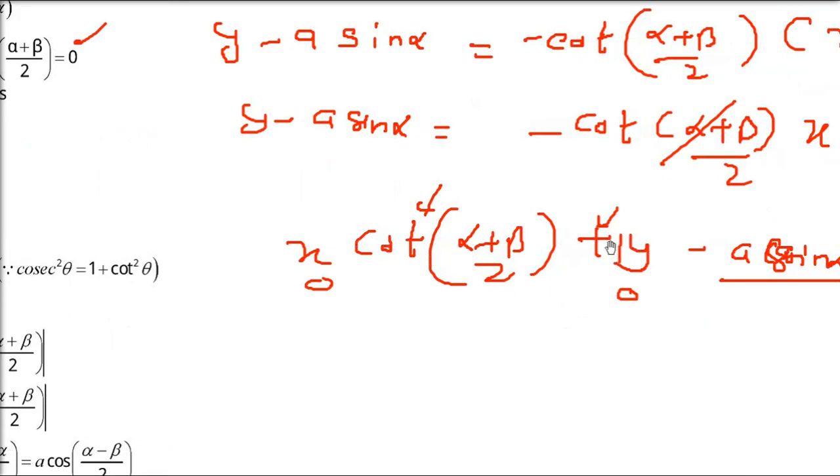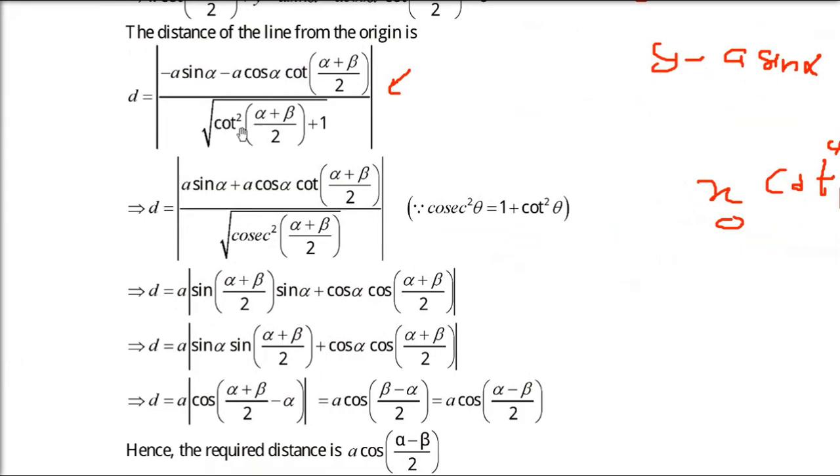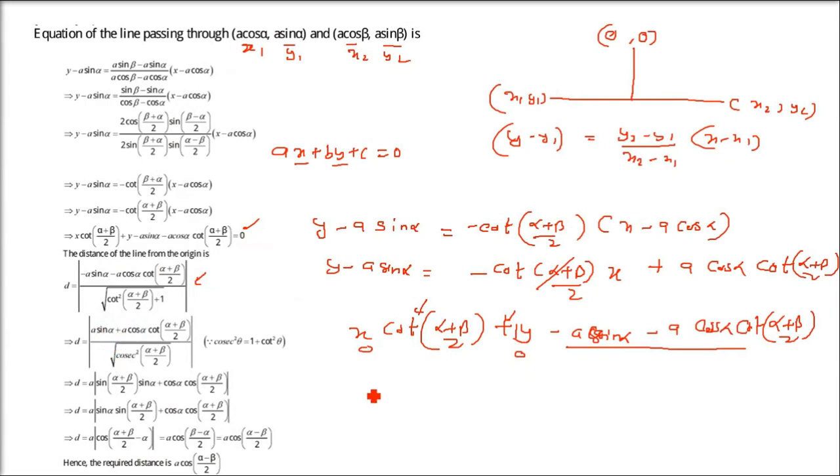You have under root of the x and y coordinates, or you can say the coefficients. So under root 1 plus cot square alpha plus beta by 2. We know 1 plus cot square theta is cosec square theta, so we can just write it like that, so under root cosec square, the under root will get cancelled. So what do we get? A sin alpha plus a cos alpha cot alpha plus beta by 2, divided by cosec alpha plus beta by 2.